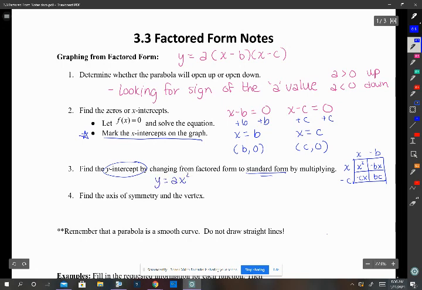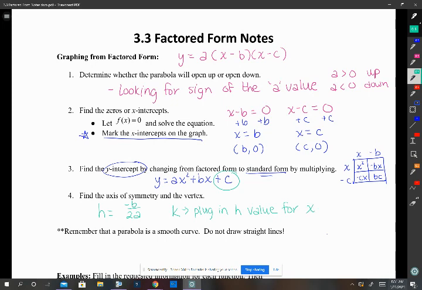Y is equal to ax squared plus bx plus c. All right, and so we're looking for what this c value is at the very end. So this is what we care about. And then it wants us to find the axis of symmetry and the vertex. Again, that's going to be h is equal to negative b over 2a. And remember, we solve for k by plugging in the h.